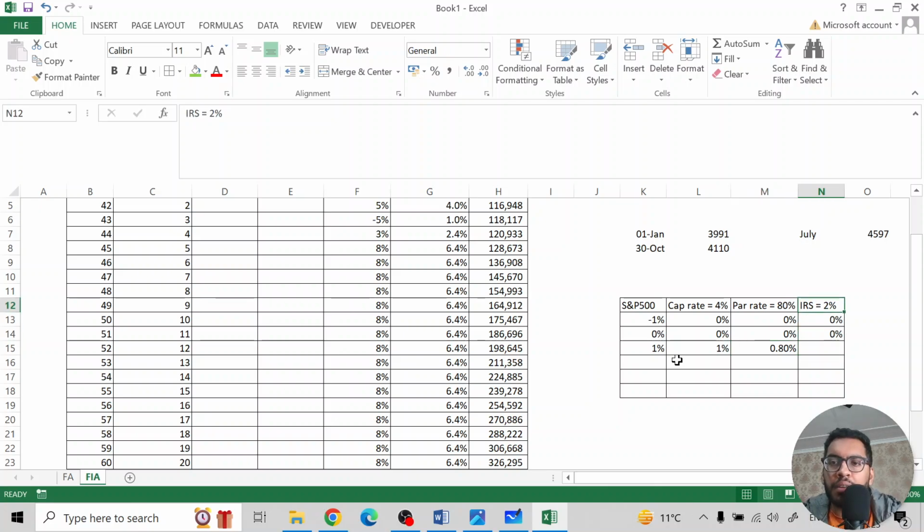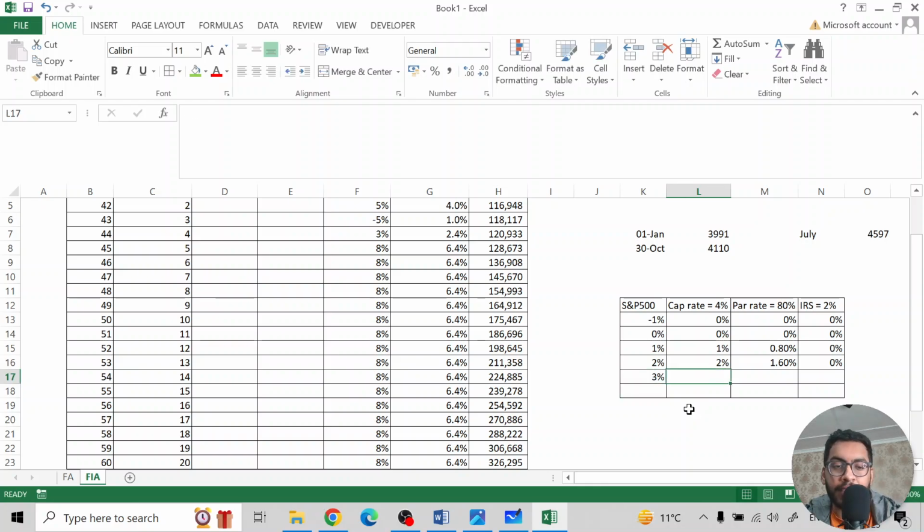The interest rate spread, that is 2%, will be deducted by the insurer, but this return is only 1%. So your interest accumulation will be 0%, because I cannot type -1 over here. Basically 1 minus 2 is equal to -1, but I am going to get full principal protection, so that will be 0%. Next year, 2% return: you are going to get 2%. Over here it will be 1.6, and over here again it will be 0, because 2 minus 2 is 0.